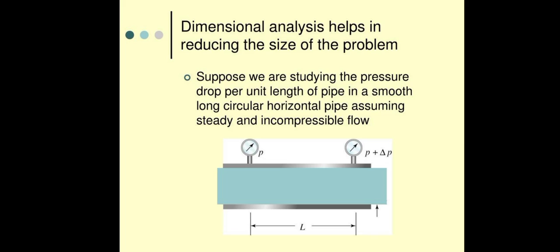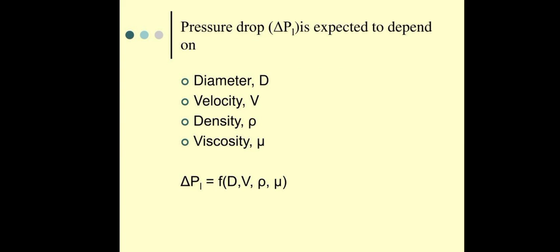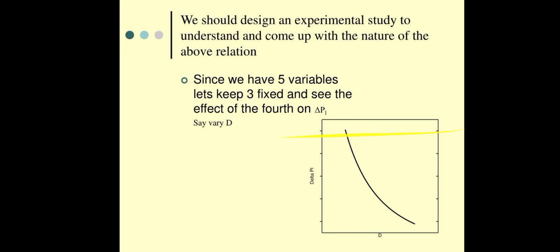Suppose we are studying the pressure drop per unit length of a pipe, in a smooth, long, circular, horizontal pipe, assuming steady and incompressible flow. Pressure drop delta P1 is expected to depend on diameter D, unit is meter, velocity V, unit is meter per second, density rho, unit is kilogram per meter cube, viscosity mu, Newton second per meter square. Therefore, delta P1 is a function of diameter, velocity, density and viscosity.